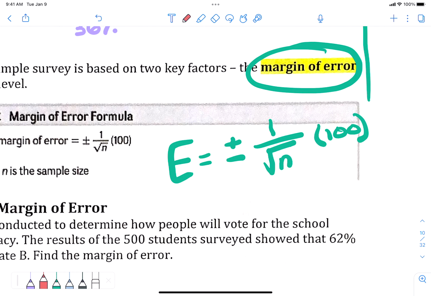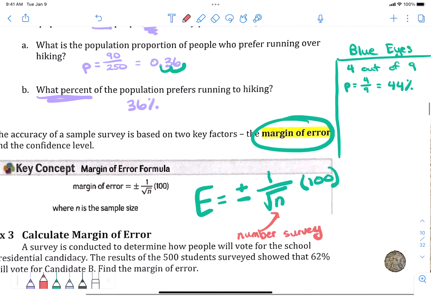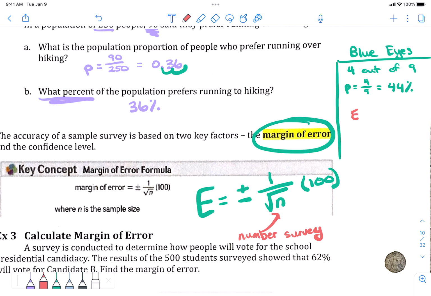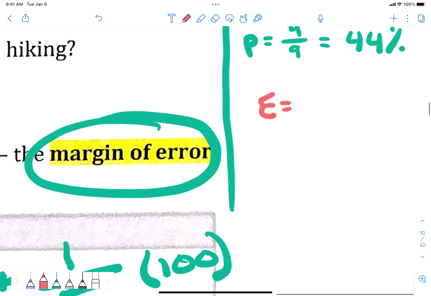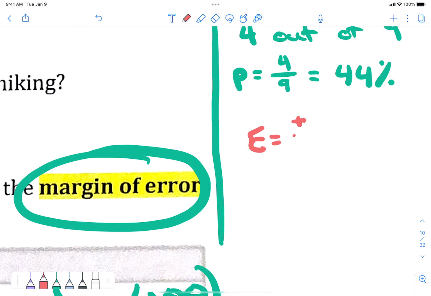Now, what do you think n stands for? The number of what? The number of people surveyed. The number that we surveyed, right? Okay, so according to our group, we only surveyed 9. So here's the deal. We're going to calculate our margin of error. We're going to say plus minus 1 over the square root of 9 times 100, right?